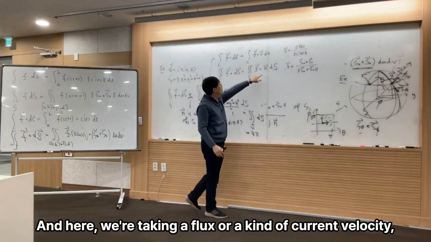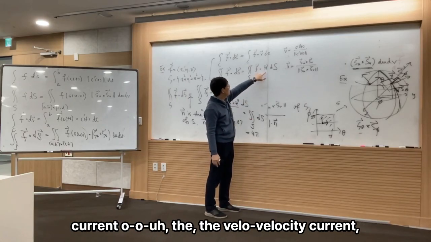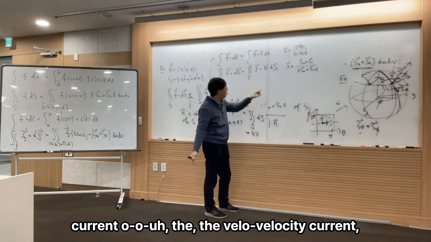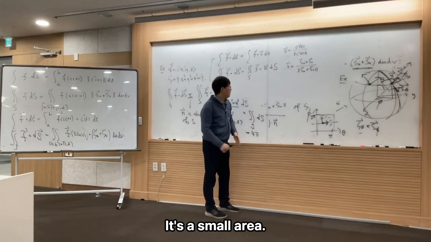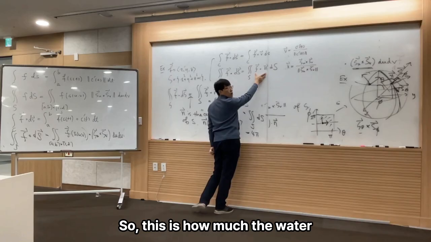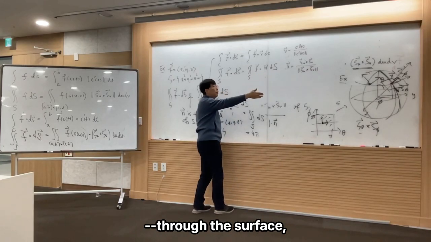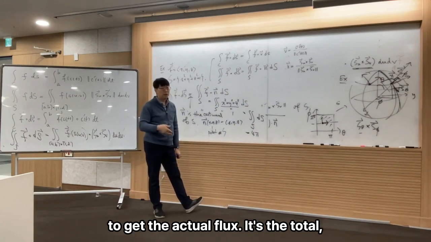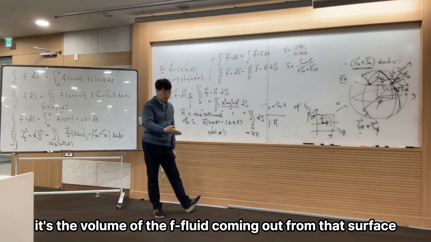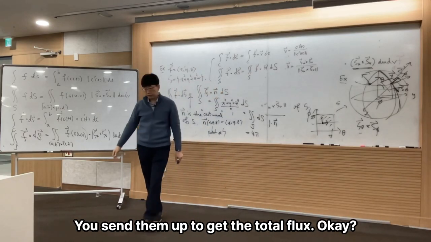And here we're taking a flux, kind of current, velocity, the velocity current, and then multiplying with the area unit, the small area. So this is how much of the water or fluid is coming out in the direction of n through the surface, and then you multiply the area to get the actual flux. It's the volume of the fluid coming out from that surface in the direction of n over time. You sum them up to get the total flux.